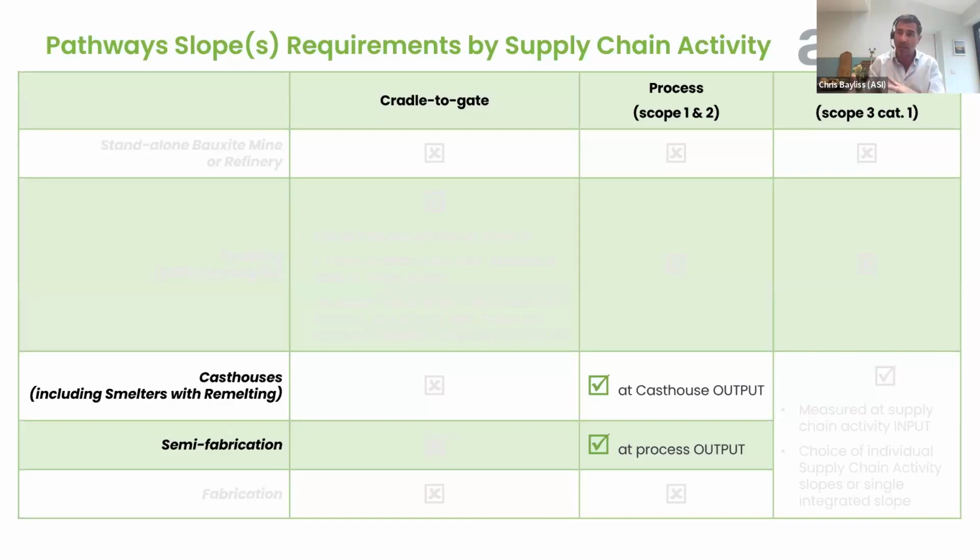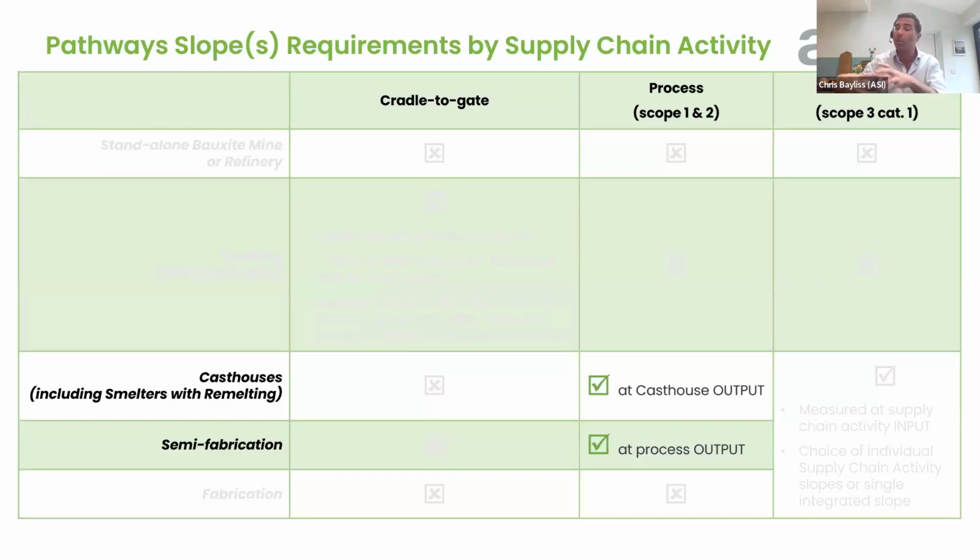And for cast houses in this situation, as for semi-fabrication, there are two slopes described. Whereas for primary, it was one slope measured at the output of the cast house, here there are two slopes. And this is where the corporate product dichotomy starts to come in.